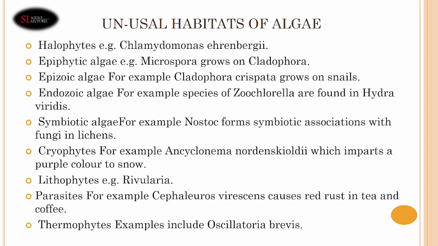Then we have algae that grow on top of other algae or on top of plants, and that is epiphytic algae. For example, Microspora grows on top of Cladophora. Then we have epizoic algae. Epi means surface, so these algae are simply found on the surface of aquatic animals, attached to aquatic animals. For example, the Cladophora crispata that grows on snails.